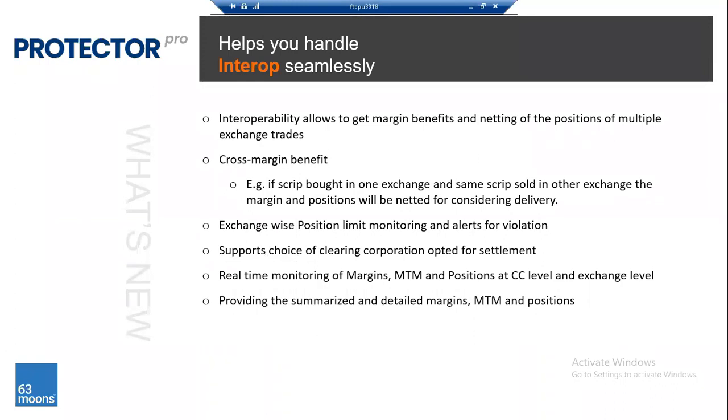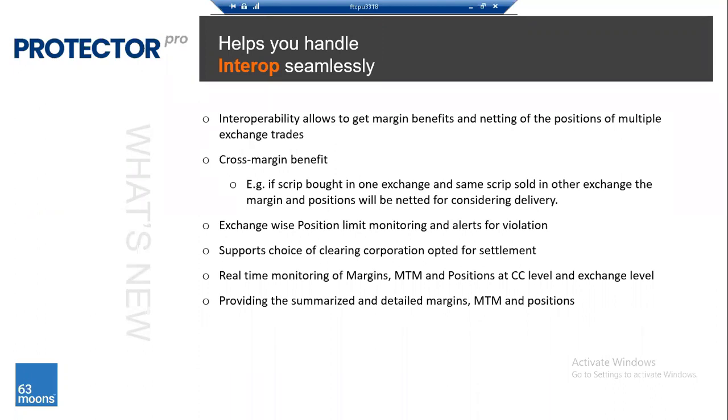Okay, interoperability allows generating margin benefits and netting of the positions across multiple exchanges. As I have said, the netting of the positions is also considered. Let us assume that a position is taken in BSE, and you are closing that position in NSE. In that case, both the trades are considered, and the margin benefits are netted off, and that much margin is released, and you get the additional position wherever you can have it. The cross margin benefit is also the same as we explained earlier.